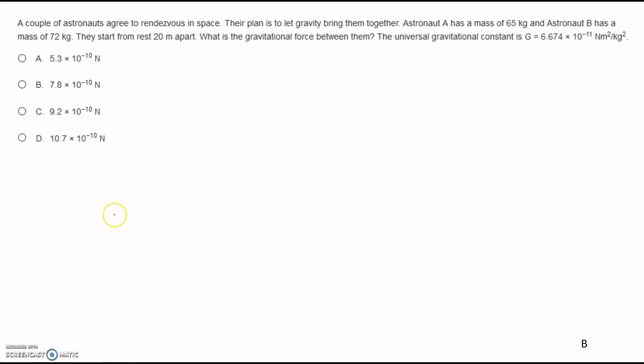Okay, let's see if I can use less room on this next one. We'll see. So I have a couple of astronauts who agree to rendezvous in space. Their plan is to let gravity bring them together. Astronaut A is 65 kilograms. Astronaut B is 72 kilograms. They start from rest 20 meters apart. What is the gravitational force between them?